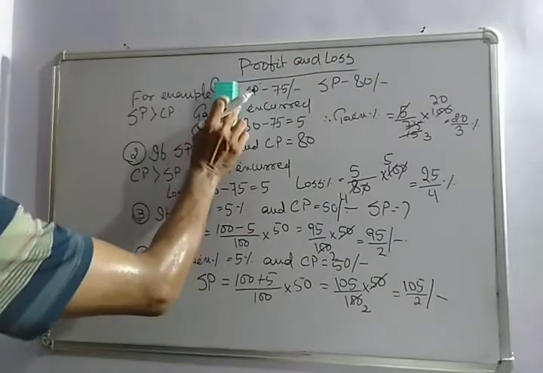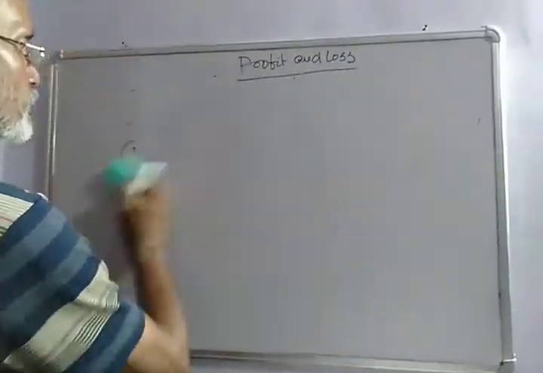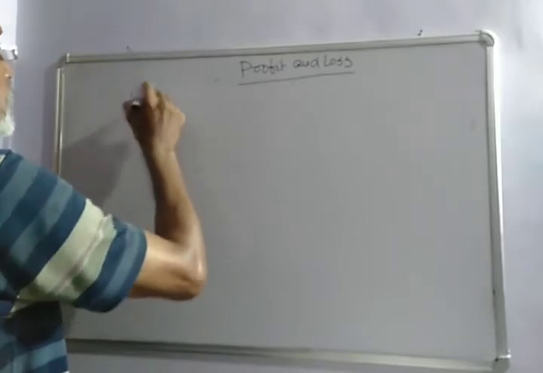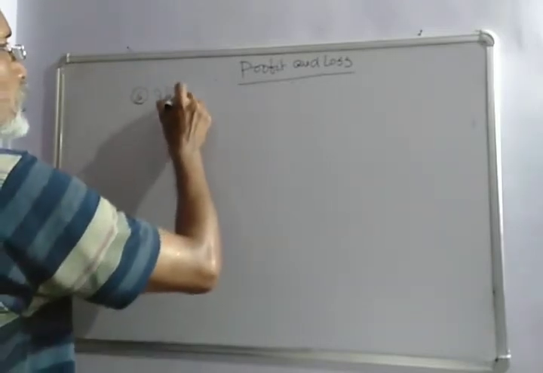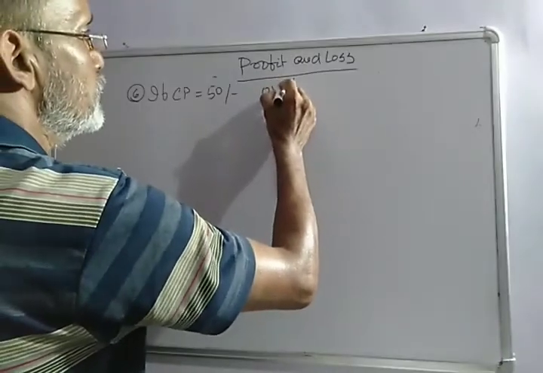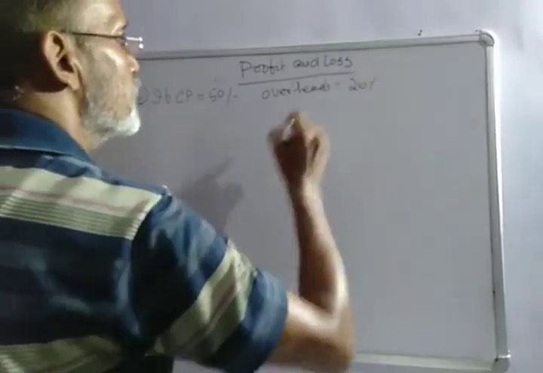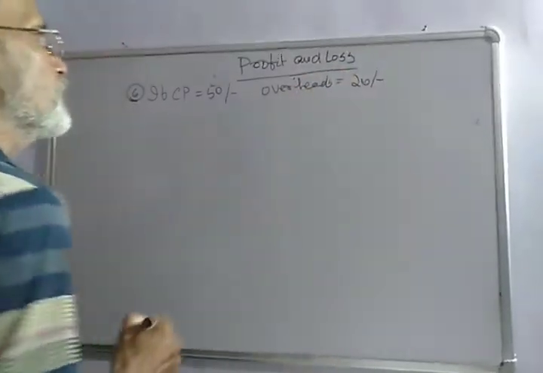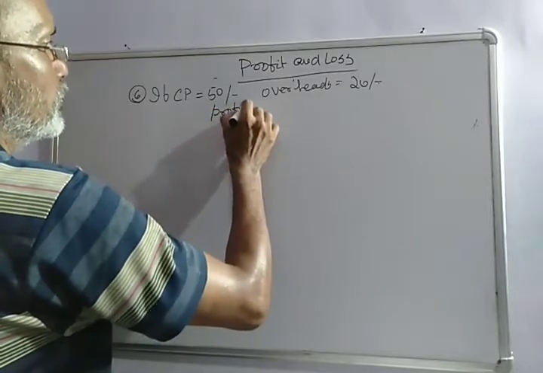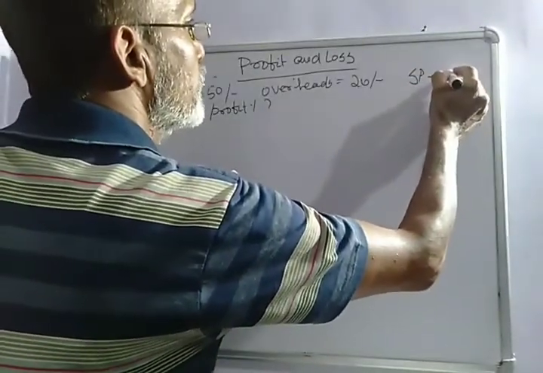So next one is number 6. If cost price is equal to 50 rupees, overheads is equal to 20 rupees, and then profit percent is asked. Selling price is given 80 rupees.